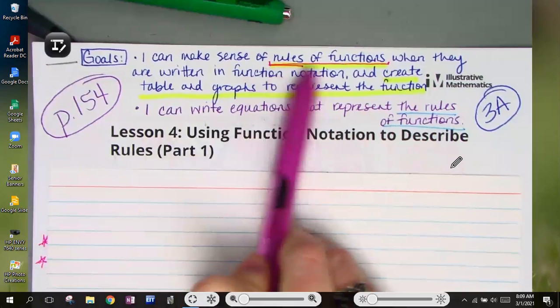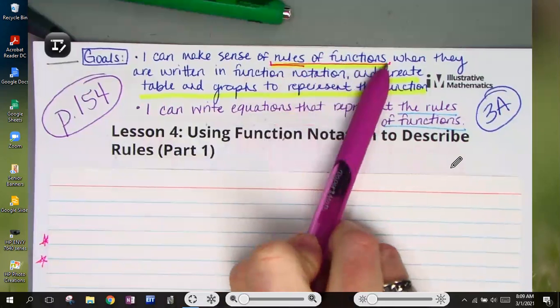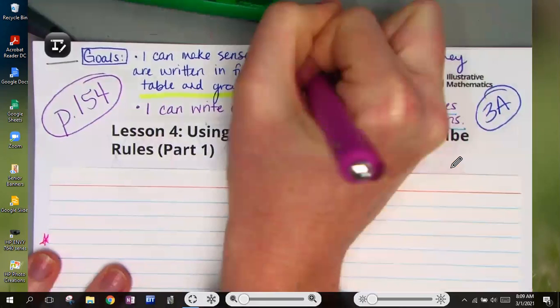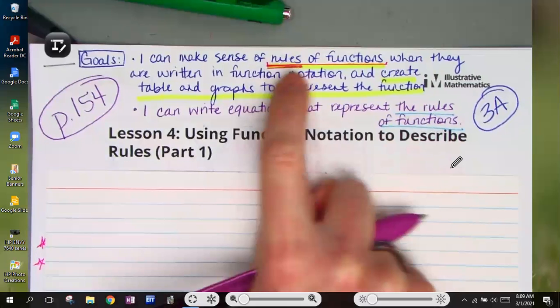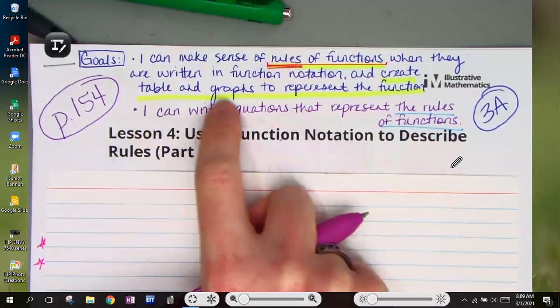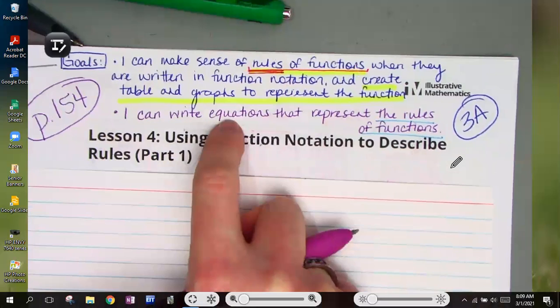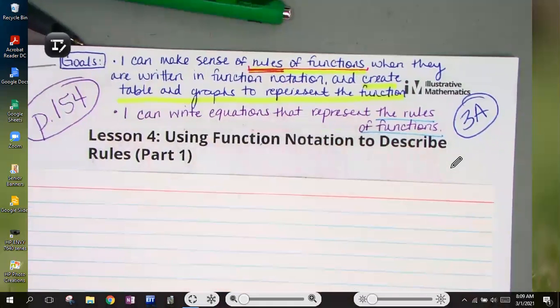I have underlined that because we've talked about what a function is and how to represent it in function notation. And now we're going to talk about what it specifically means when it says rules of functions when they are written in function notation. Once we make sense of the rule, we're going to be able to create tables and graphs to represent that function. This says I can write equations that represent the rules of functions. All right.